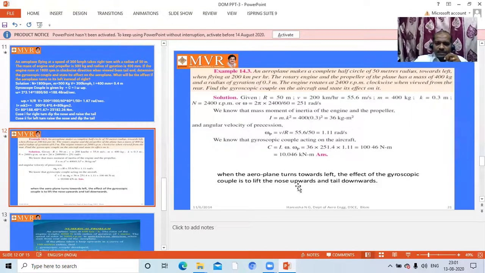So this is the effect we are going to get when the engine is rotating in clockwise direction and the aeroplane is turning towards the left. And if we observe it from the rear end, this is the second problem. Both are one and the same, but for better understanding, few are converted here and few are not converted. That's all I have given.